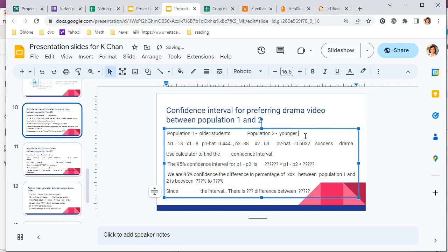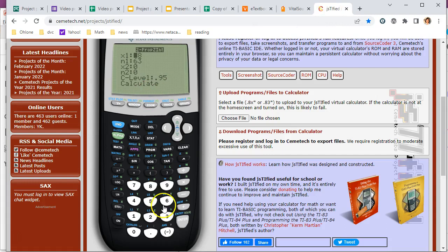Younger students. So 18, 38. Oh no, this is X2 and N2. I should say X1 would be 8. N1 is 18. So just make sure that you didn't mix them up. So that would be 8 over 18. And this would be 38 out of 63. My C level, I just picked 95%.